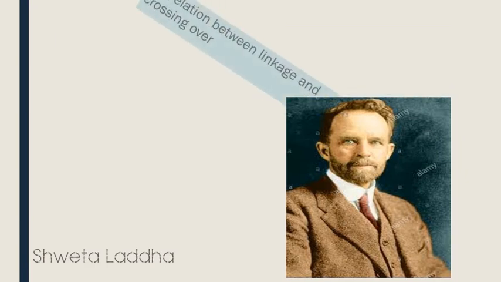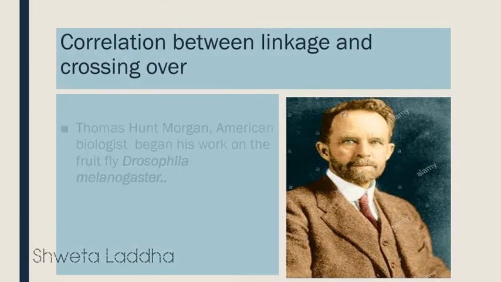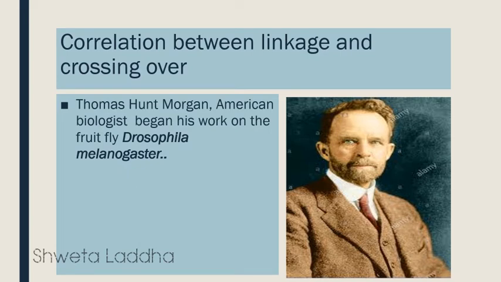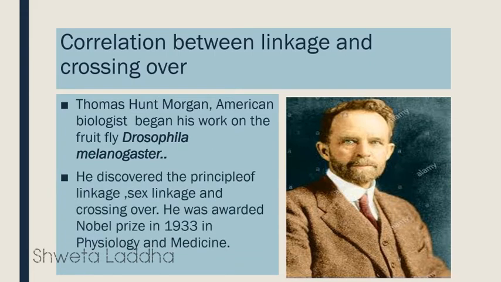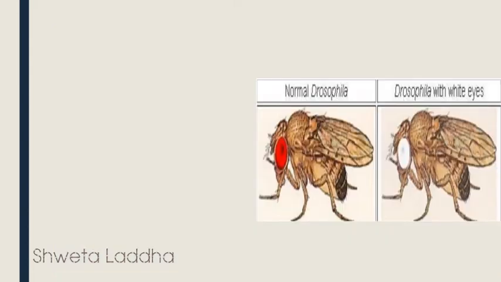This person is T.H. Morgan. Thomas Hunt Morgan is an American biologist. He began his work on fruit fly Drosophila melanogaster, and he carried out a brief study regarding correlation between linkages and crossing over. He is also called the father of modern genetics. He discovered the principles of linkage, sex linkage, and crossing over. He was awarded the Nobel Prize in 1933 in physiology and medicine.